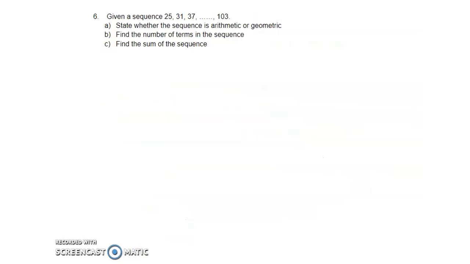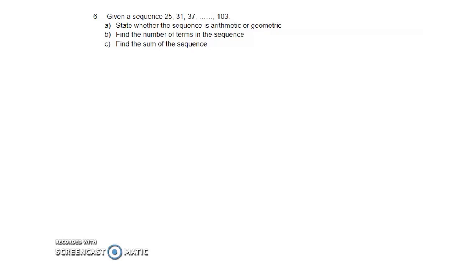Now question 6. Given a sequence 25, 31, 37 until the last term 103. This one is similar to the previous example. Part A: state whether the sequence is arithmetic or geometric.